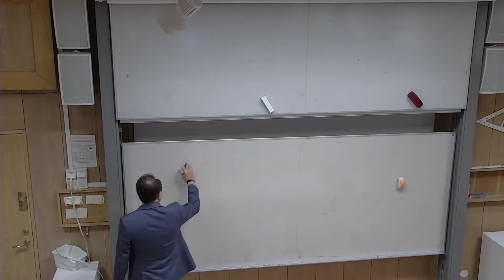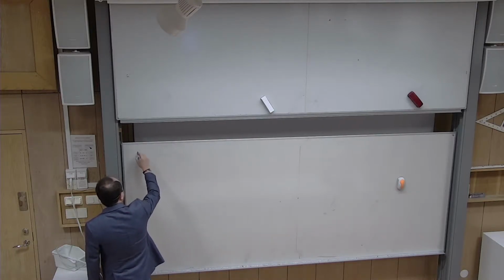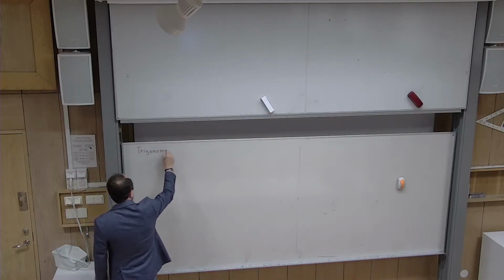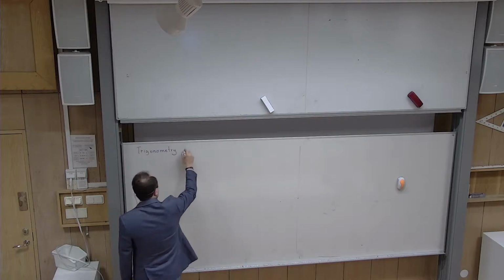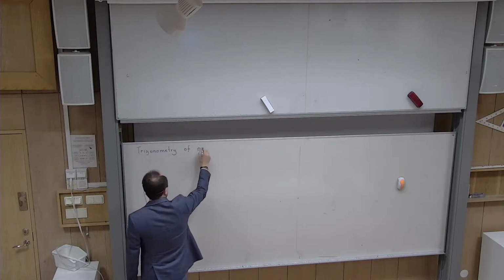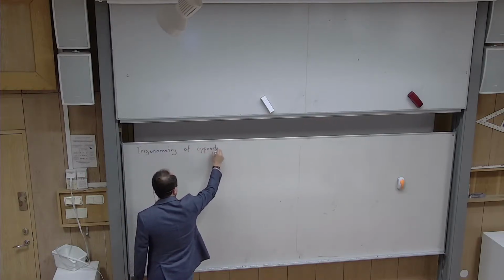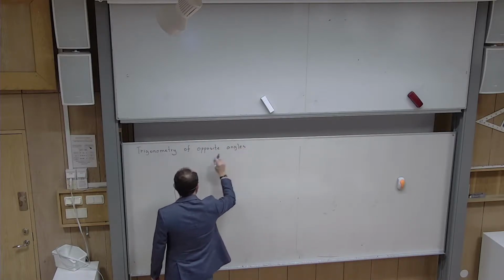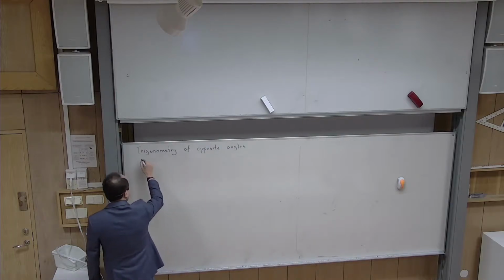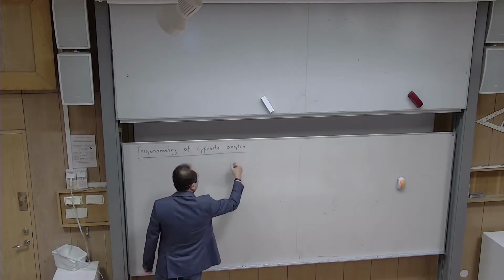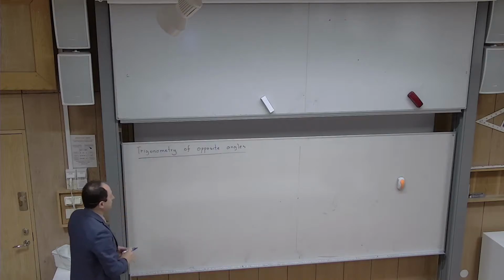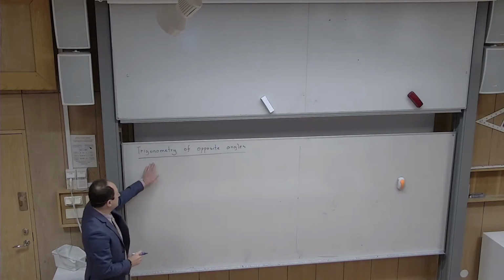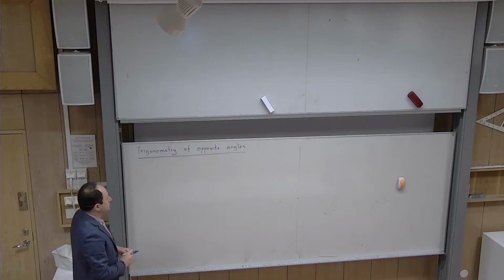So let me give you some titles. The first thing that I want to talk about is trigonometry of opposite angles. Of course, for this first part of the lesson, there is nothing new. I want to review and draw your attention to some particularly useful properties. So you should have it in the back of your head for when you want to use it.